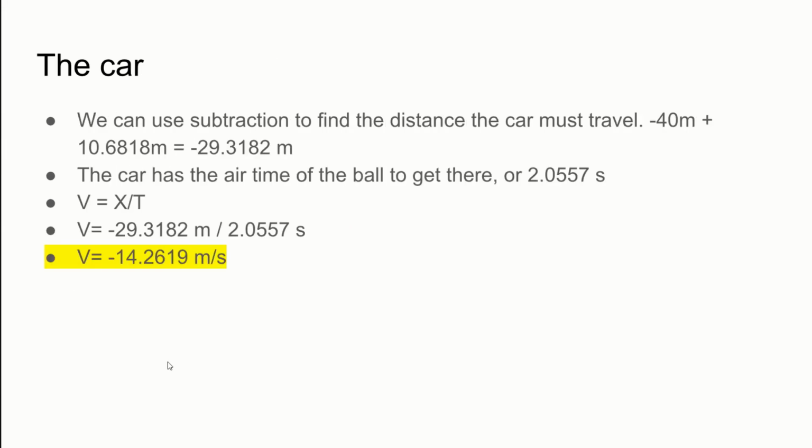We can figure out that the car needs to travel 29.3182 meters towards the cliff to be struck by the ball. The car also only has the total hang time of the ball to get there, or 2.0557 seconds. We can use the velocity equation, displacement over time or distance over time, to get a velocity of negative 14.2619 meters per second.